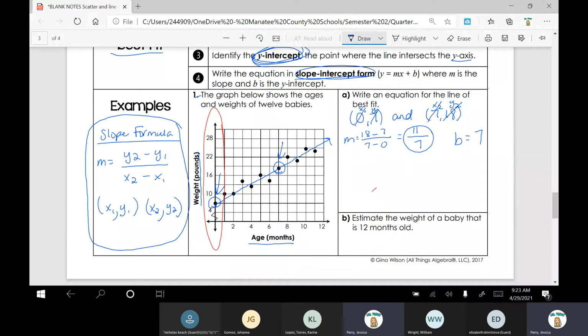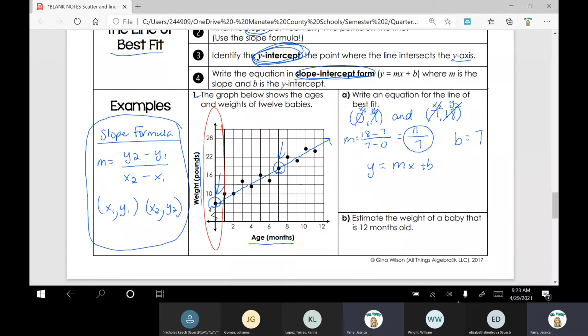So we've got our two pieces of information. All we need to do now is plug it into our formula. Y equals mx plus b. This one's m and this one's b. So y equals 11 over 7x and then plus 7. And then that would be your answer there for A.